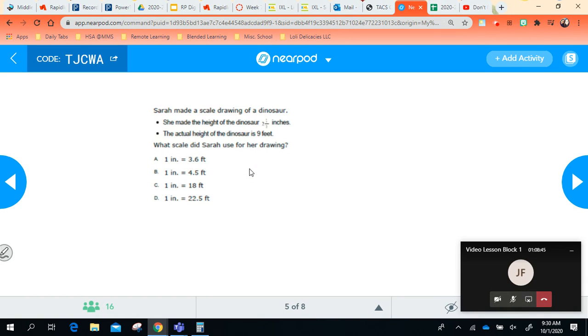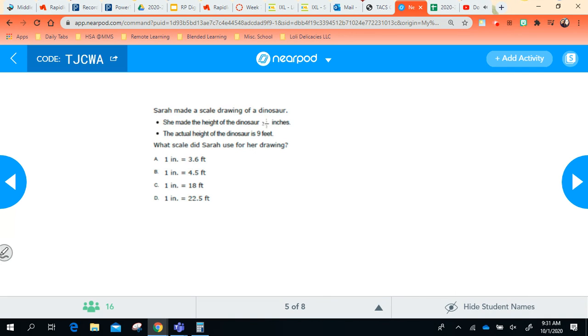Okay. So Sarah made a scale drawing of a dinosaur. She made the height of the dinosaur 2 1/2 inches. The actual height of the dinosaur is 9 feet. What scale did Sarah use for her drawing? So we're going to follow sort of the same steps that we did yesterday. Remember, when we have a word problem, we read it twice. So I'm going to read it a second time and underline. Do the same on your paper as well.